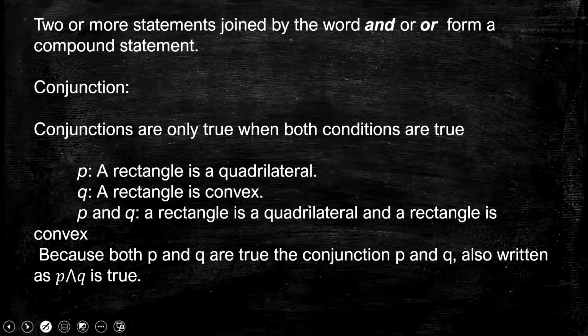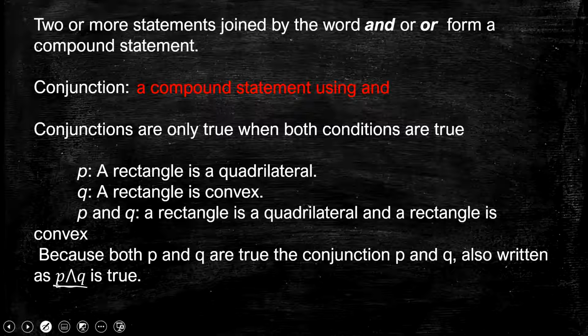Two or more statements, we can join statements by and or. A conjunction, those are the compound statements using and. Our example here, we have two possible options. So a rectangle is a quadrilateral and a rectangle is convex. We combine those into our conjunction P and Q. A rectangle is a quadrilateral and a rectangle is convex. And then because both P and Q are true, the whole conjunction P and Q, which sometimes in math you're going to see notated this way with the little upside down mountain kind of thingy, that whole conjunction now is true because both P and Q are true. For the conjunction to be true, everything has to be true.